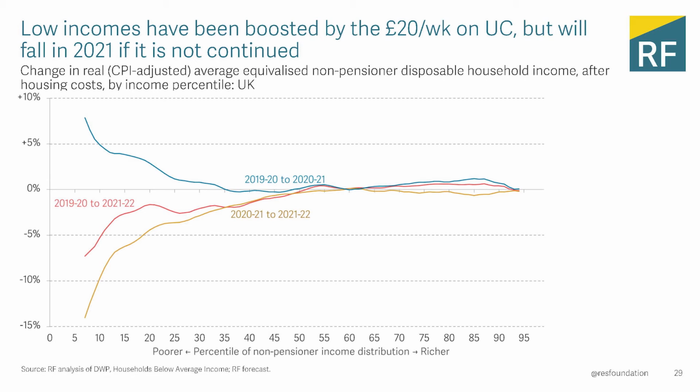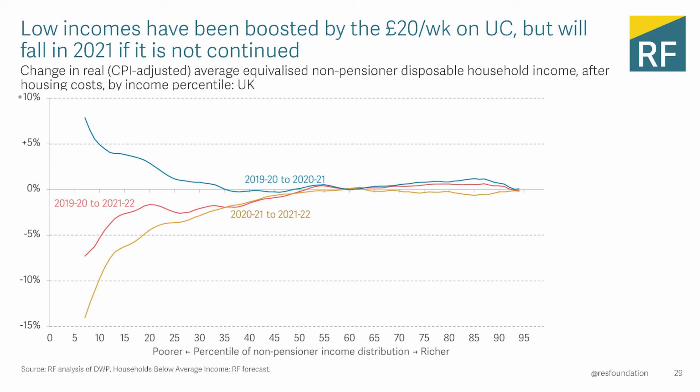But then if we look forward a year, that will be the yellow line. The yellow line is showing what we think will be the change in incomes in the following financial year compared to the current financial year. Then we see really big falls in income at the bottom. And that is because the government are still due to stop the £20 a week uplift at the end of March. That's still their current policy.